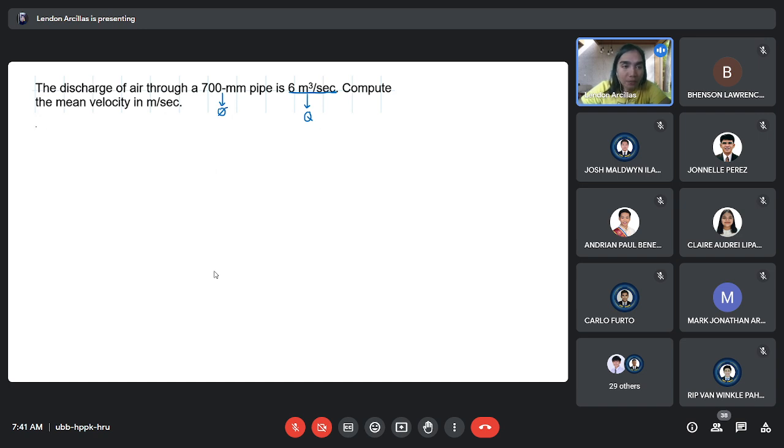So, given the diameter, which is 700 mm, or that is in radius, 350 mm, equal to 0.350 meters. Again, you don't have to convert this one if you're using the formula for a circle, pi r squared, or pi d squared over 4. So let's draw, that is the discharge equal to 6 m³/s. Need to find the velocity.